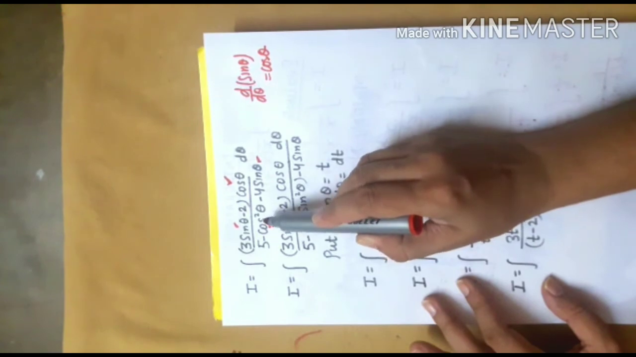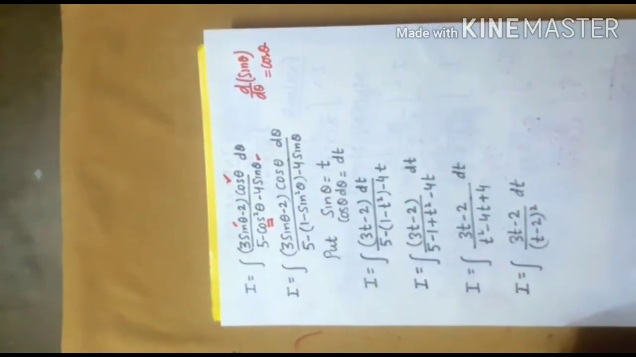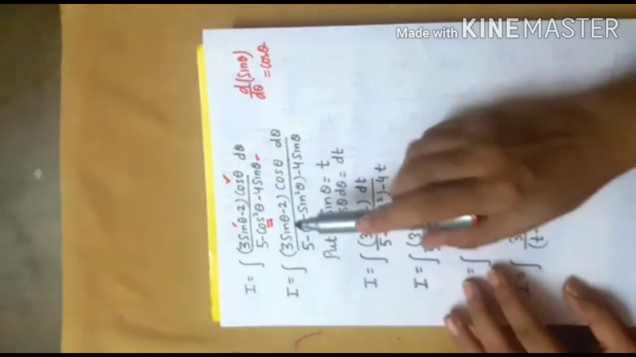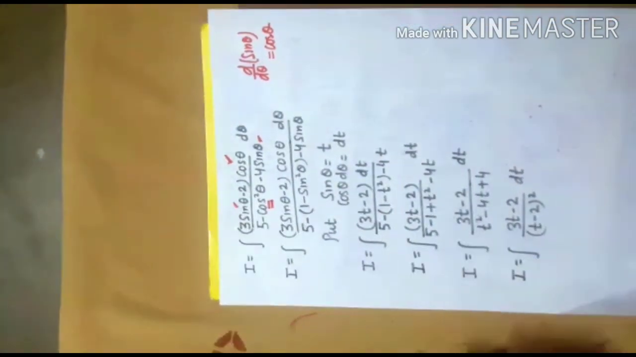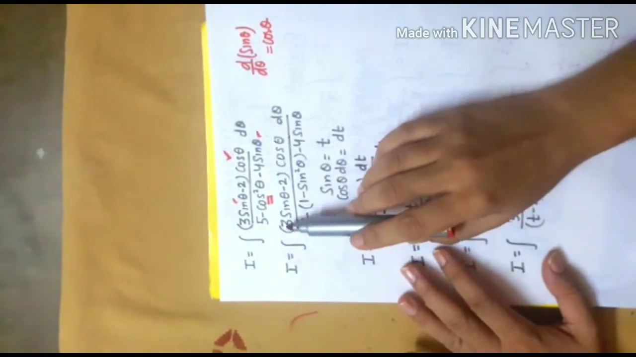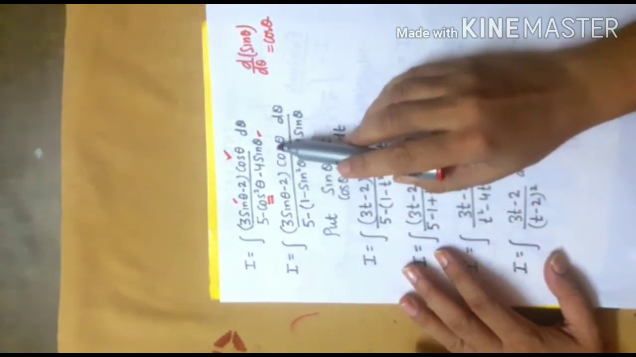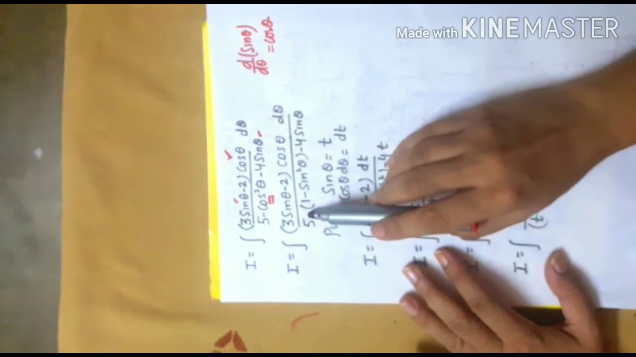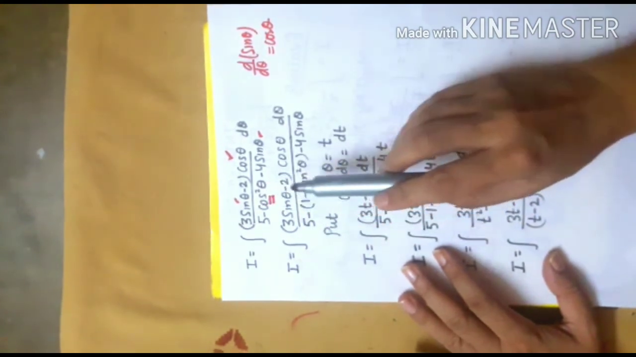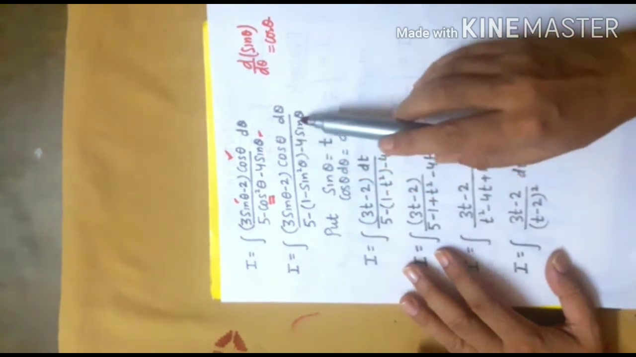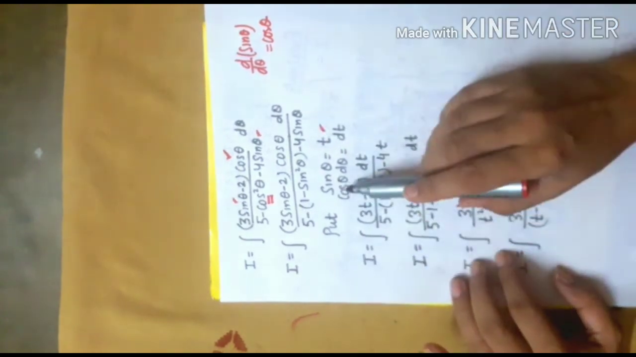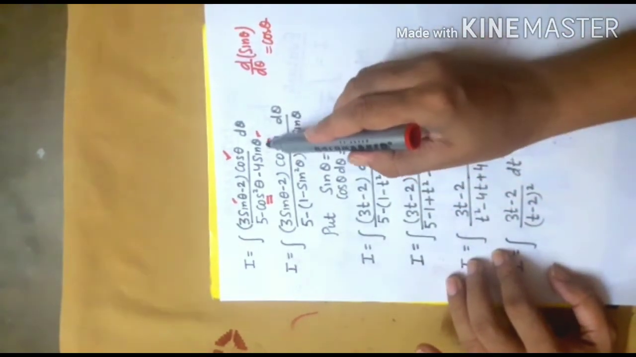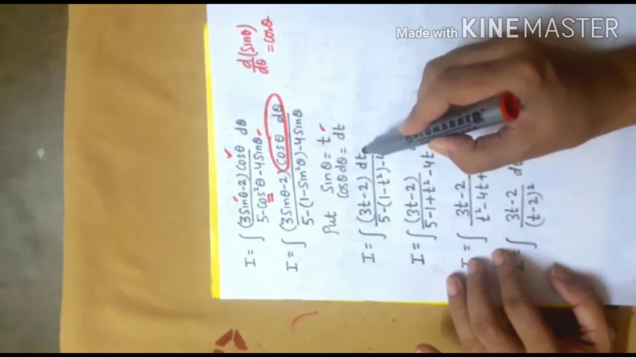What about this? Can I change cos square theta in terms of sin square theta? Yes, we can. I can write cos square theta as 1 minus sin square theta. So I will be equal to 3 sin theta minus 2 into cos theta d theta divided by 5 minus, change this cos square theta to 1 minus sin square theta, minus 4 sin theta. Now I'll put sin theta as t. So cos theta d theta will be dt. So in place of this, I can write dt.